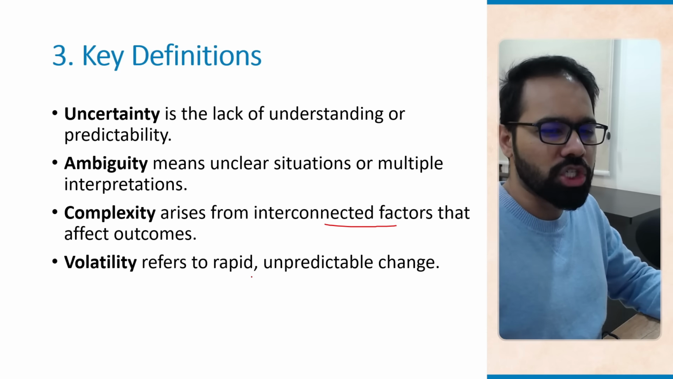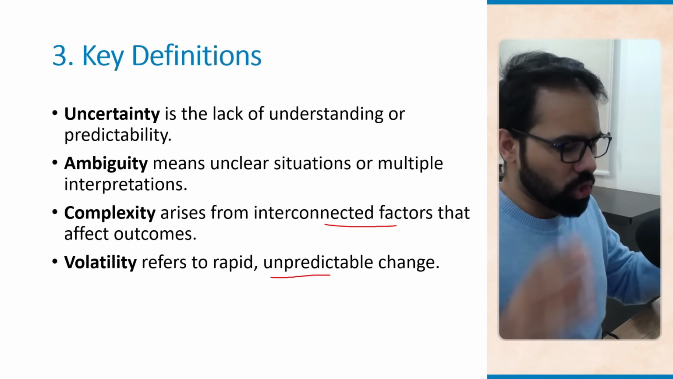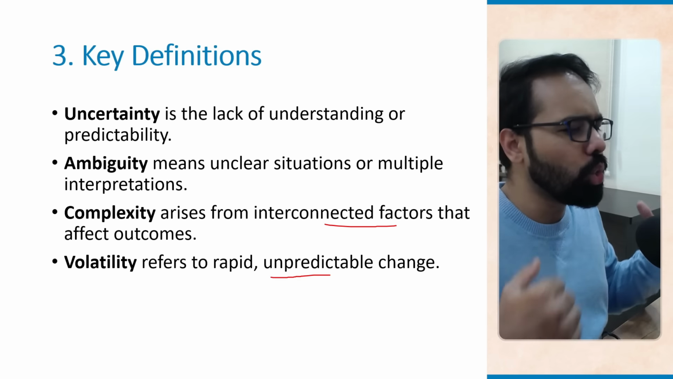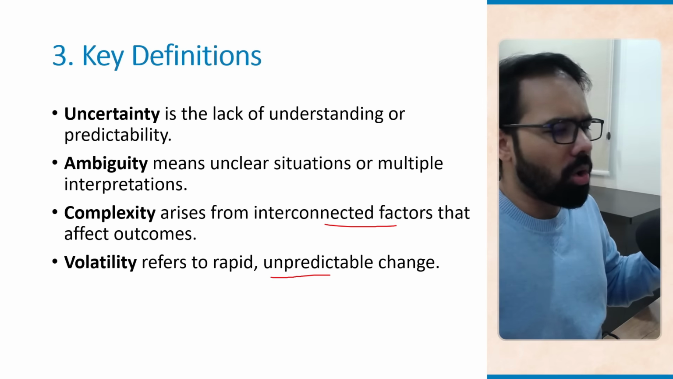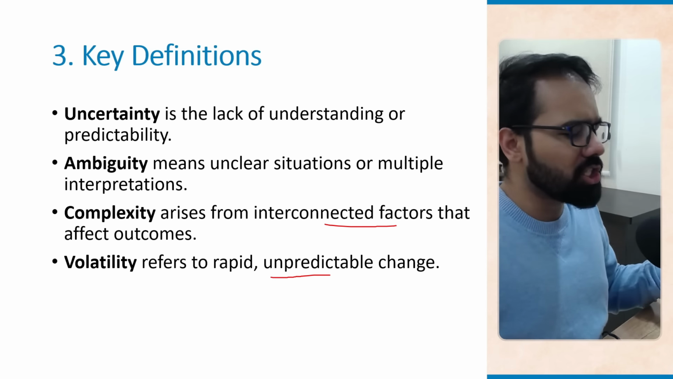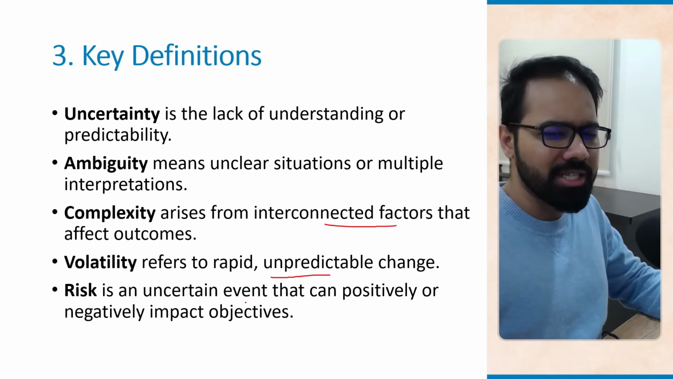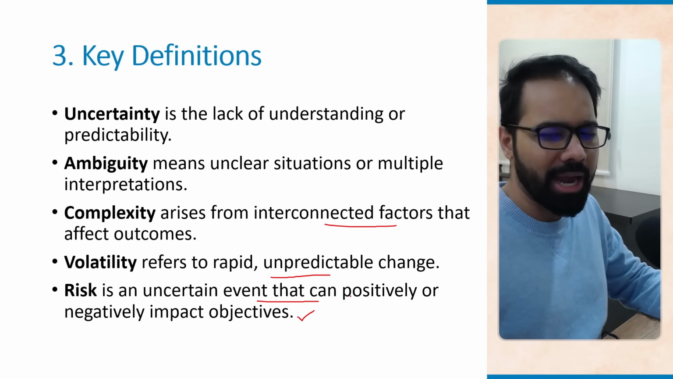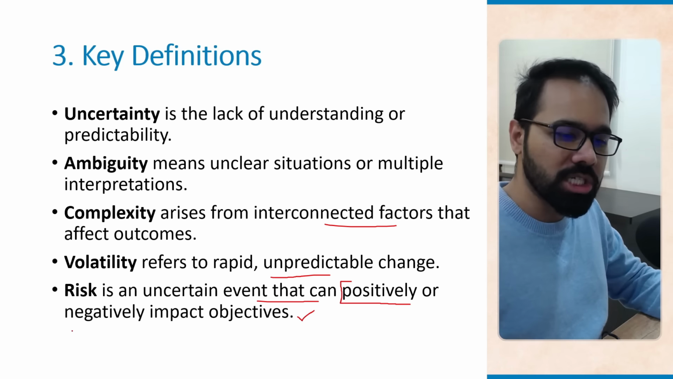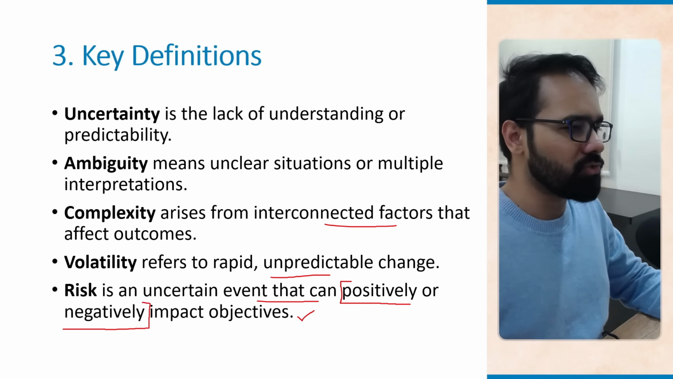Volatility refers to rapid, unpredictable change. So this is when things change too quickly, like frequent updates in compliance requirements or sudden traffic spikes during a sale or during festive season. Risk is an uncertain event that can positively or negatively impact objectives. Remember, risk is not just negative, it can positively or negatively impact the objectives of your project.